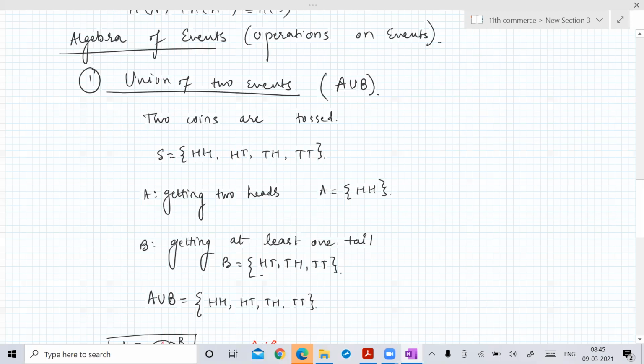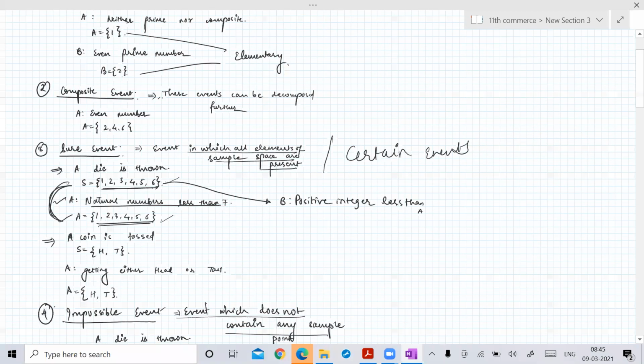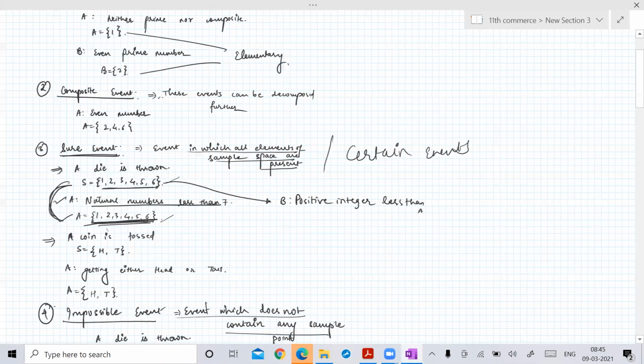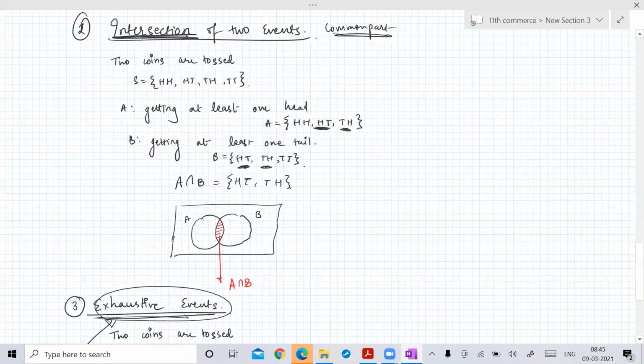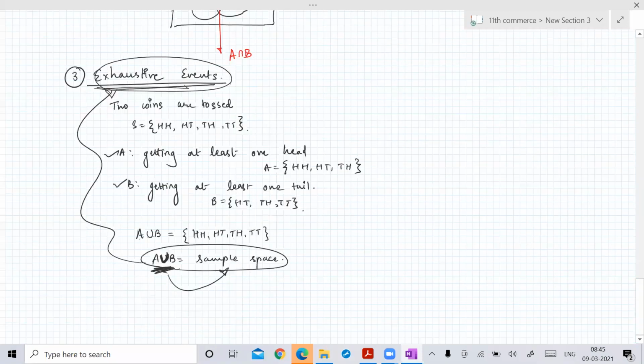But the sure event concept is applicable for only one event. Means for a sure event there is no need of having two events. Only one event is sufficient to identify it as a sure event. And in case of exhaustive events, I need two events. I need how many? I need two events. So A and B. A is this, B is this.